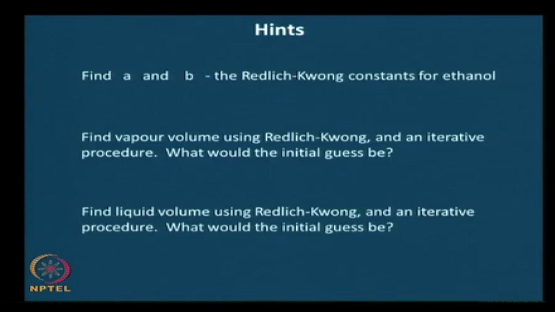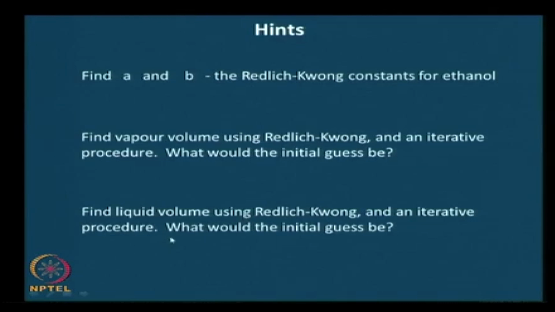The initial guess is the volume that one obtains from the ideal gas equation, and then the other hint was to find out the liquid volume, which is the next part of the solution, using the Redlich-Kwong equation of state and an iterative procedure. In this case, the initial guess was going to be the volume of the molecules as given by the constant B.